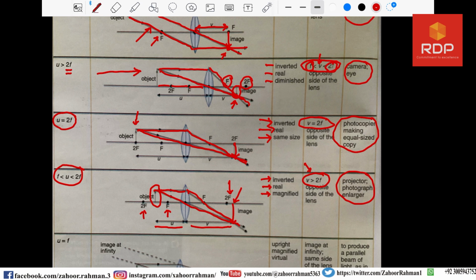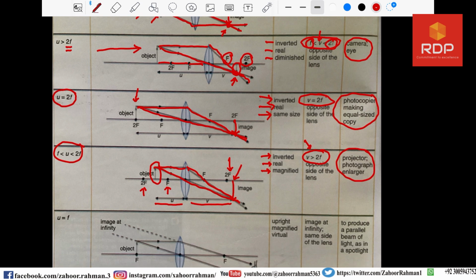Photograph enlargement is also, as you can see on the roadside, different panaflex images which are very large, so everybody can see them from a distance as well. So this was another scenario.